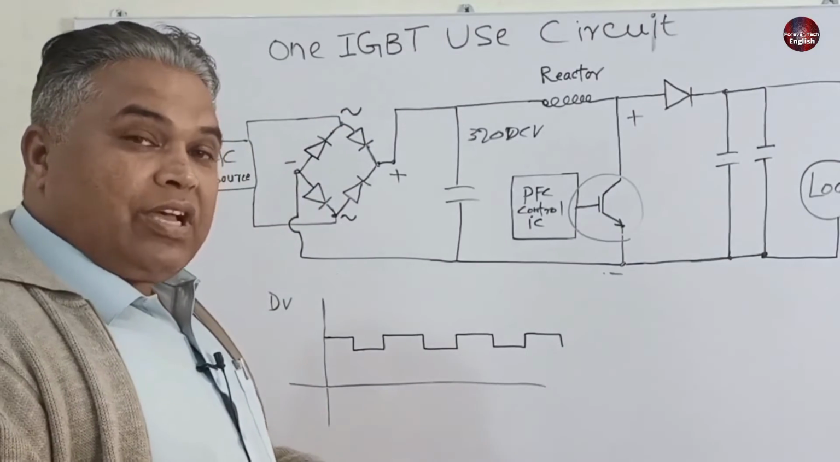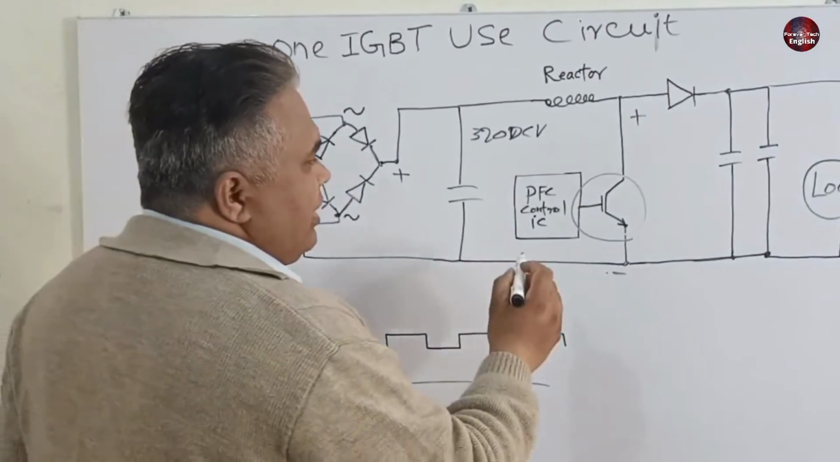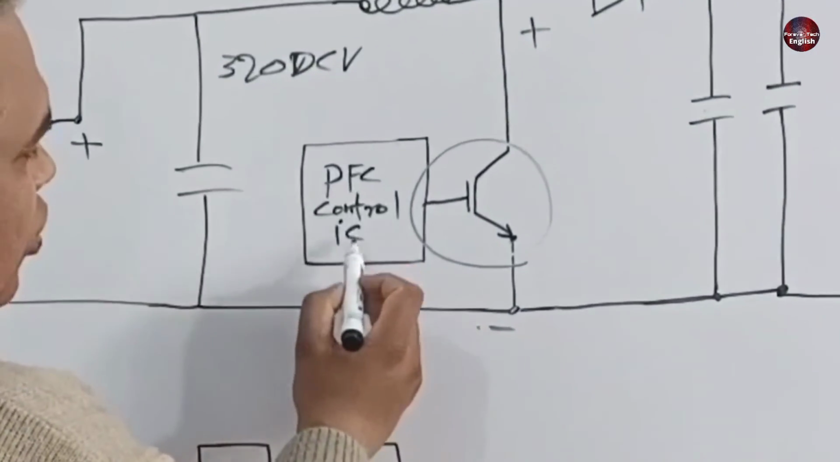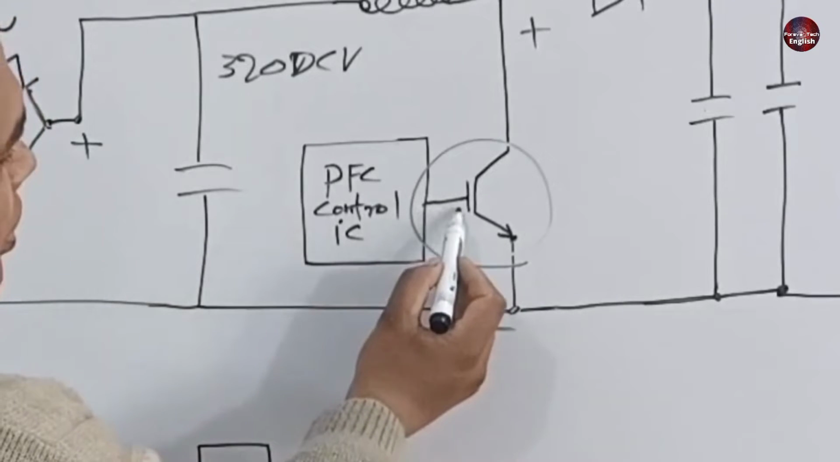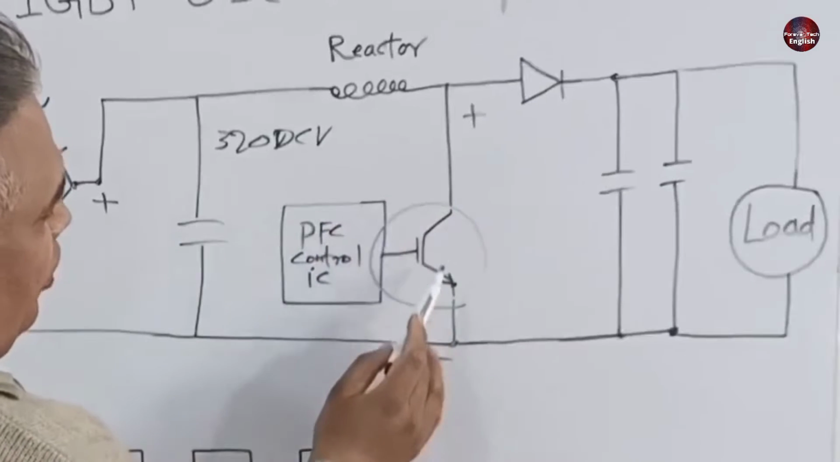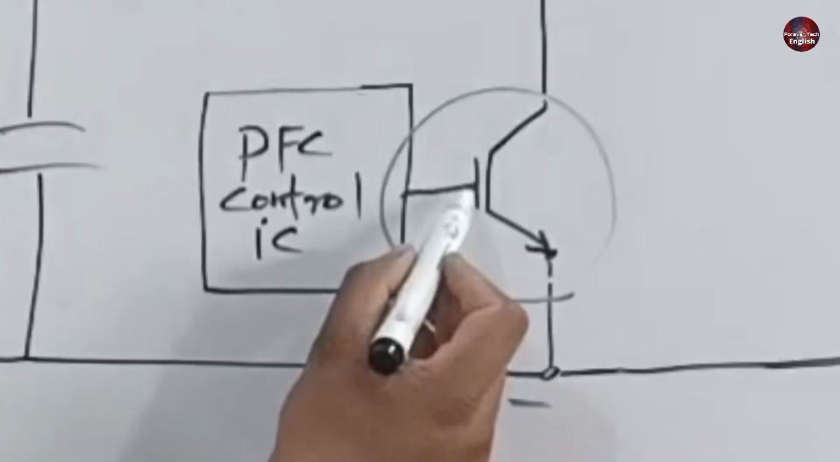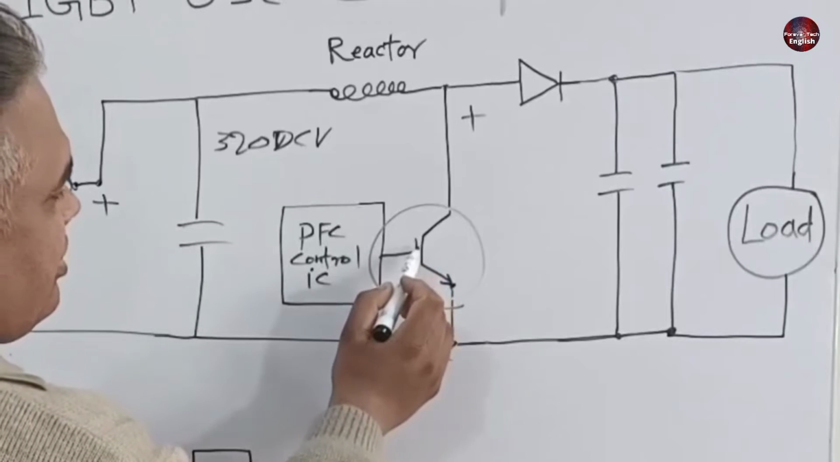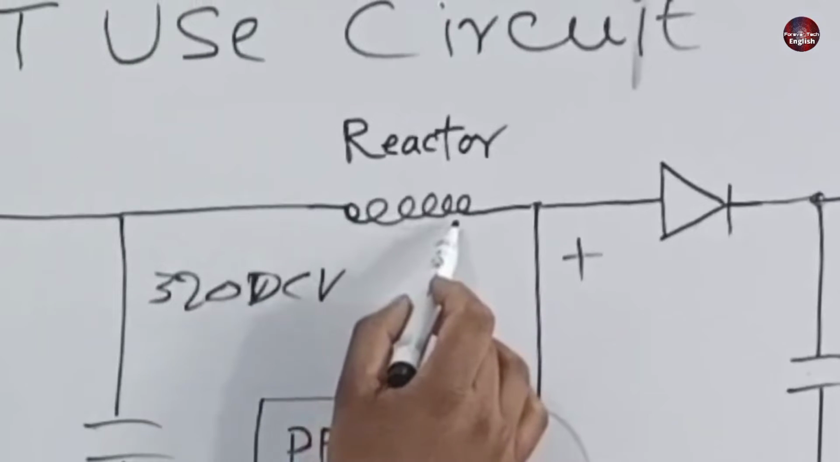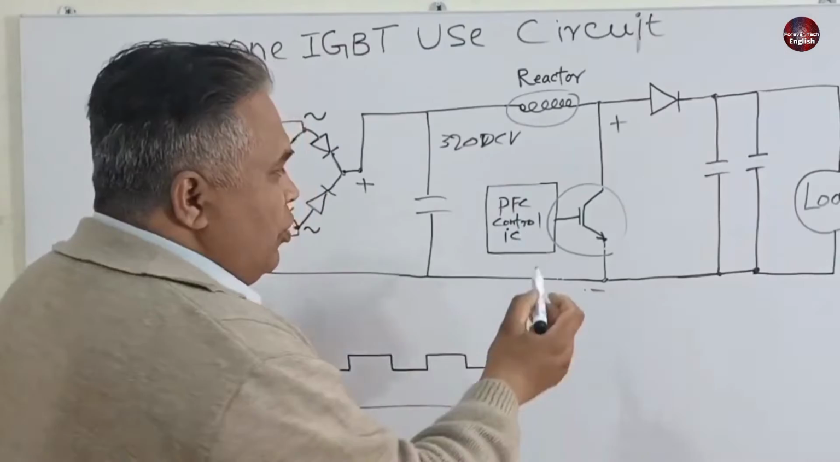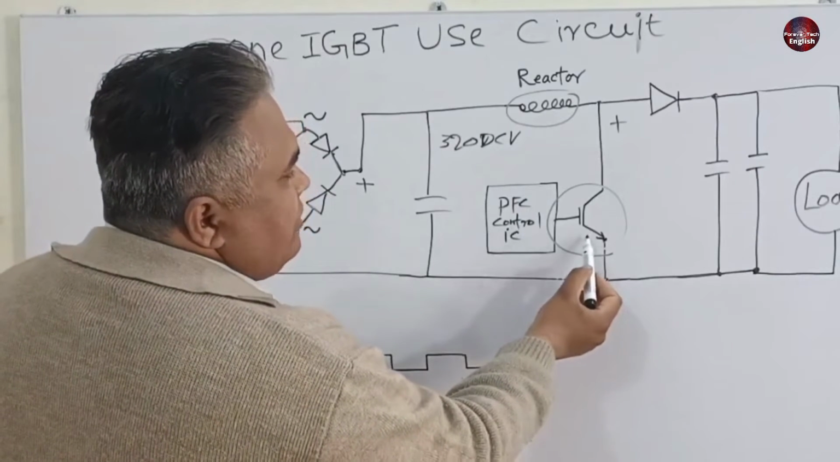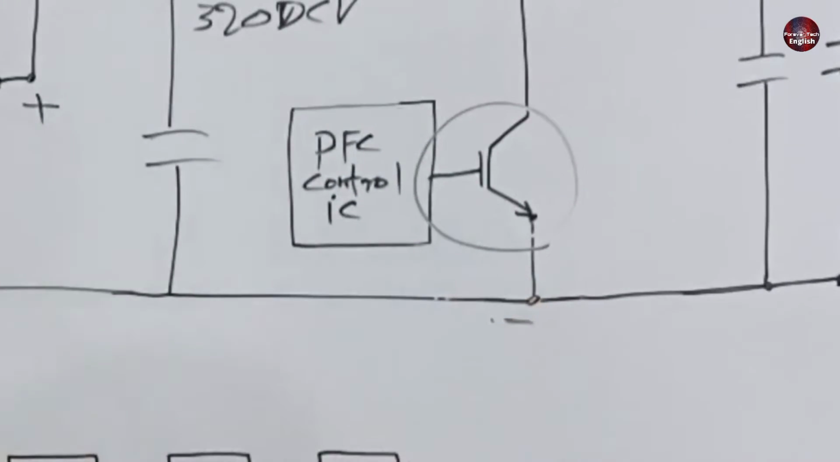Now how does this IGBT work? Let me explain to you. The PFC control IC turns on the IGBT. The electrons start to flow through the pins of this IGBT on the positive and negative sides of the circuit. Resistance starts to build over here in the IGBT. Due to this resistance, the reactor over here will be charged with current. At the same time, the PFC control IC will turn off the IGBT.